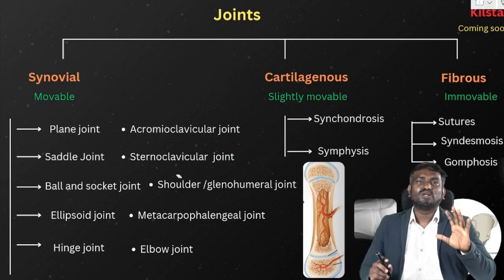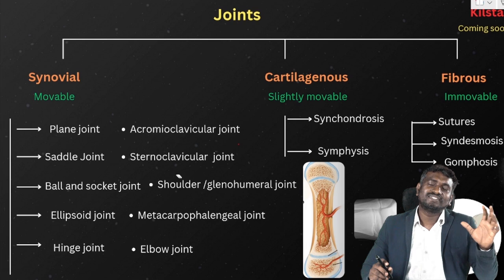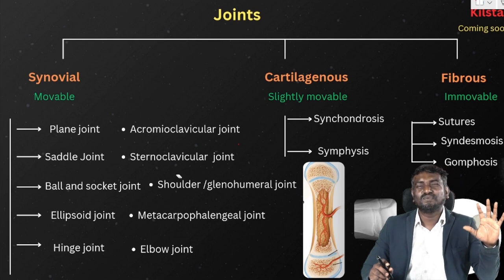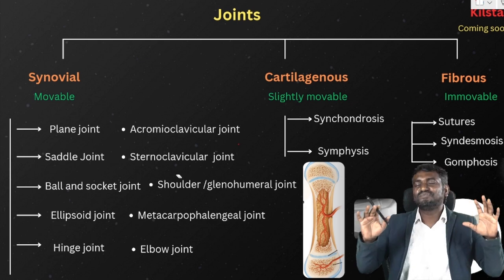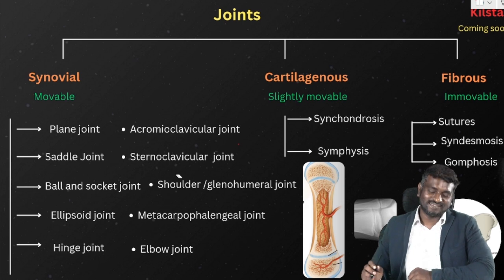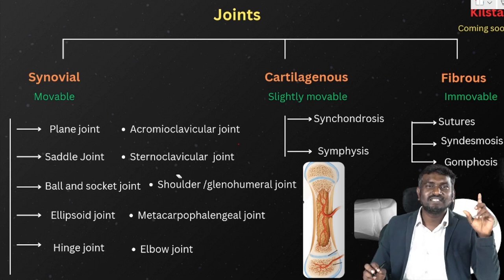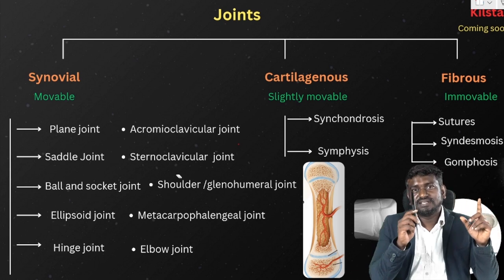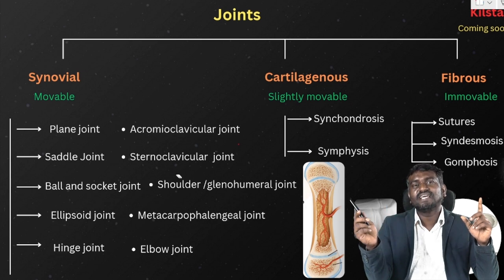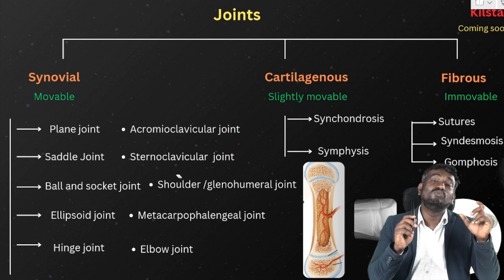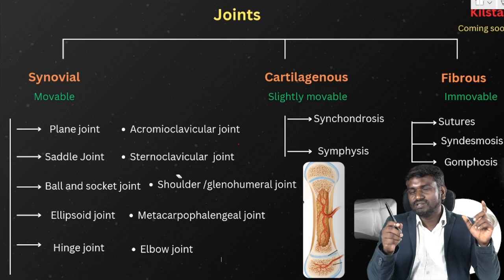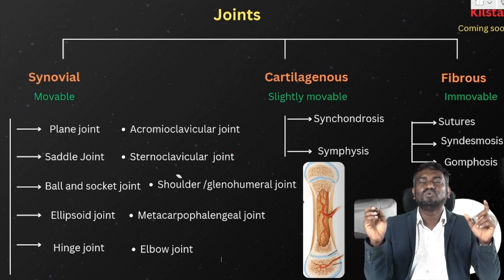Joints. Since school days we have all studied joints. Our favorite one all around would be the ball and socket joint. For our exam we have to study a few more joints. Let's focus on it now. We have three types. One is the synovial joint, another is cartilaginous, and then we have fibrous joints. Synovial joint, remember, is a movable joint. Cartilaginous is partially or slightly movable. Fibrous joints are immovable ones.